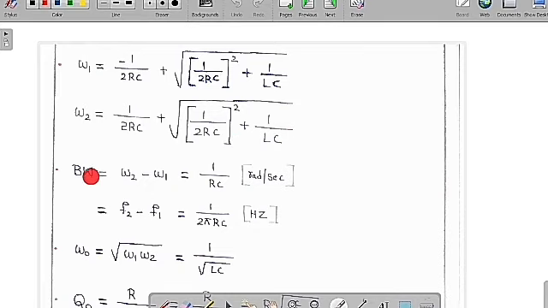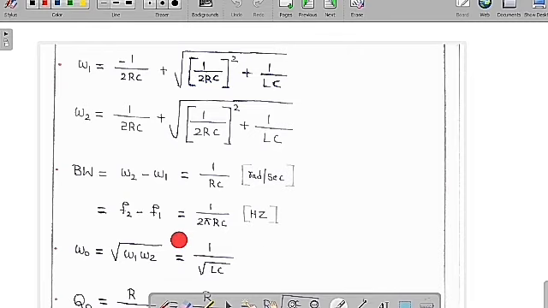So if you want the bandwidth, which is omega 2 minus omega 1, and if you do the simplification, we are going to get finally 1 by RC. This is in terms of radians per second, but if you want it in terms of hertz, F2 minus F1 is equal to 1 by 2 pi RC, this is in terms of hertz.